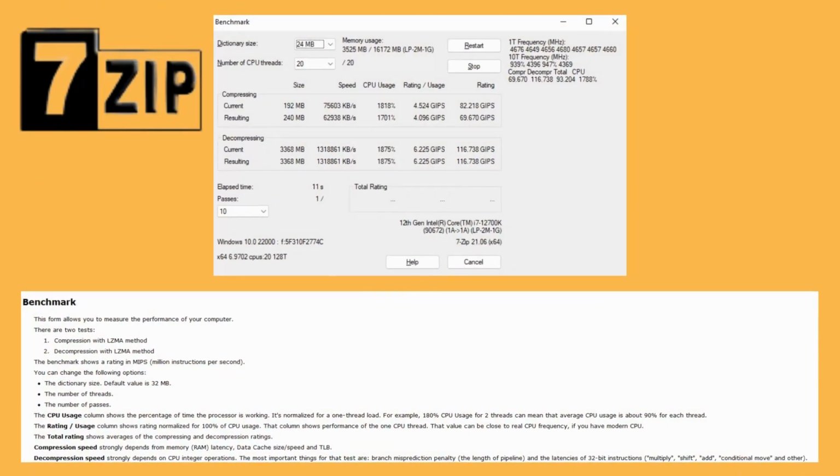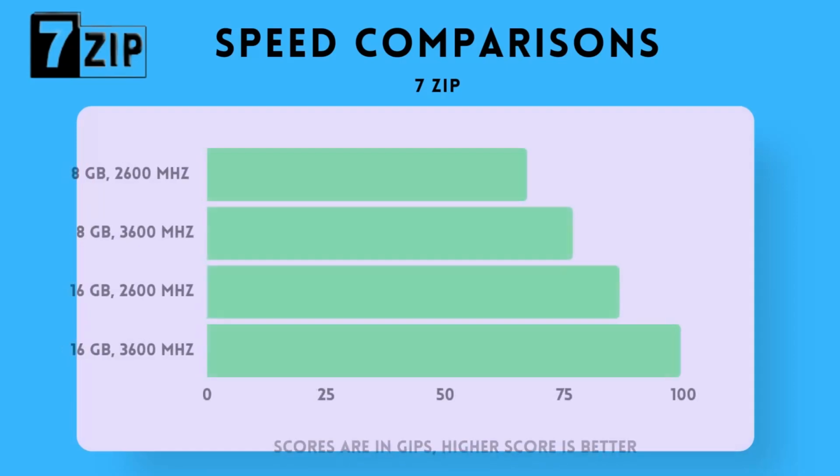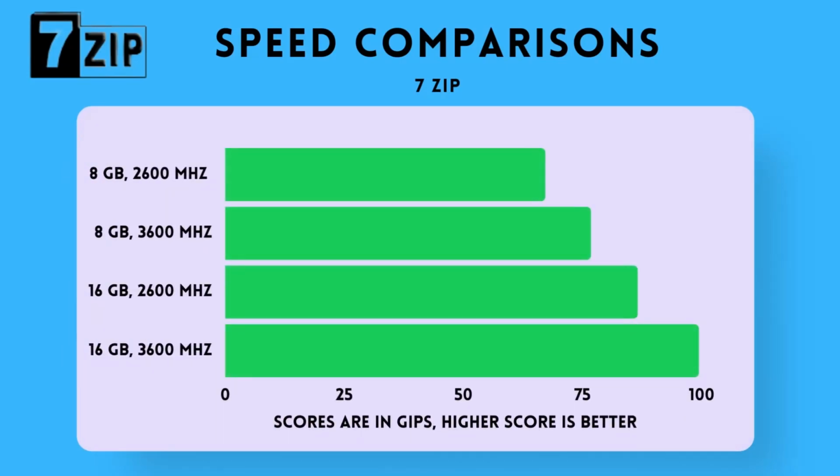The third test was with the 7-zip software. This is a popular file compression utility, and as a bonus, it also has a benchmark option. For all the tests, the number of threads, dictionary size, and number of passes were set as the same. Again, the results show that the 16GB kit at 3600MHz was the best performer, and the 16GB sticks at 2600MHz still perform better than the single 8GB module at 3600MHz.